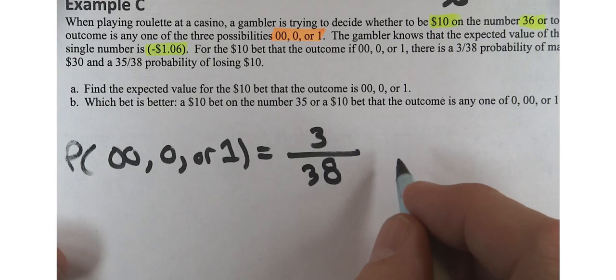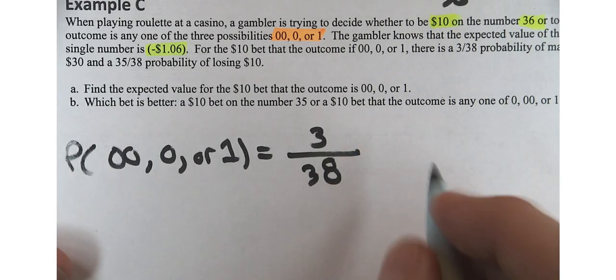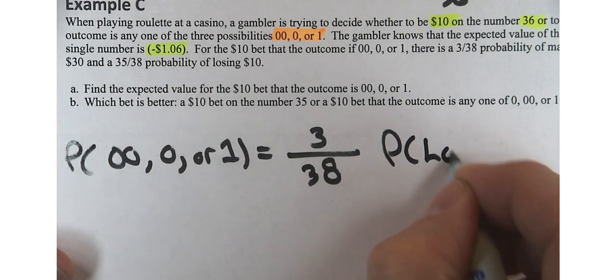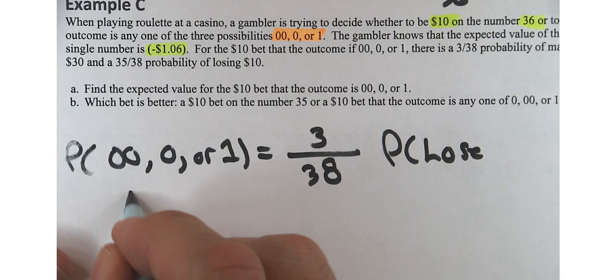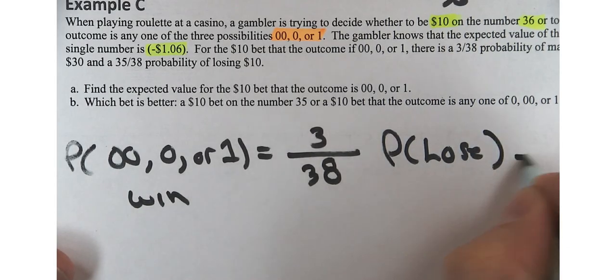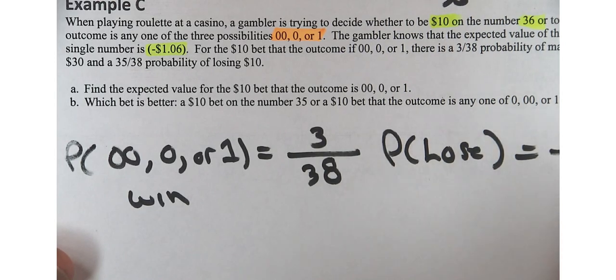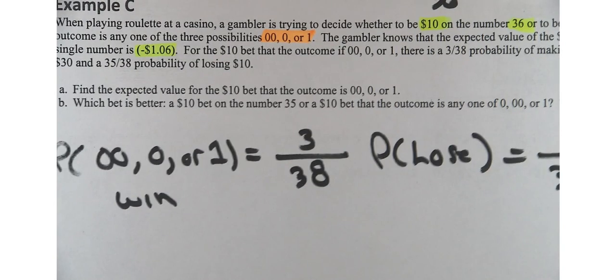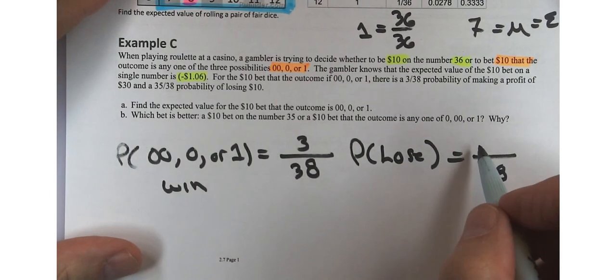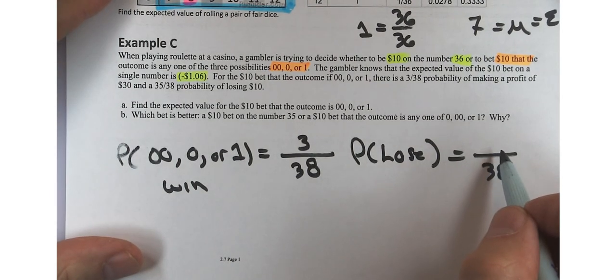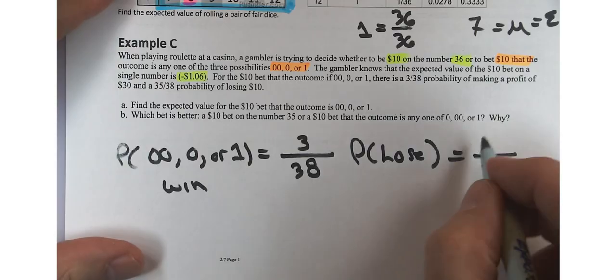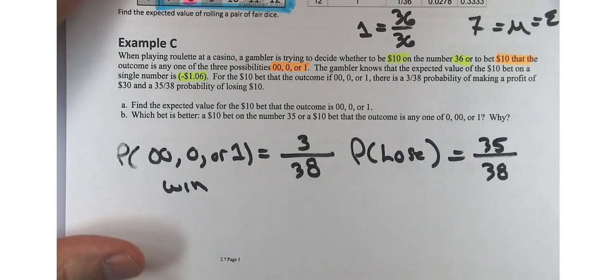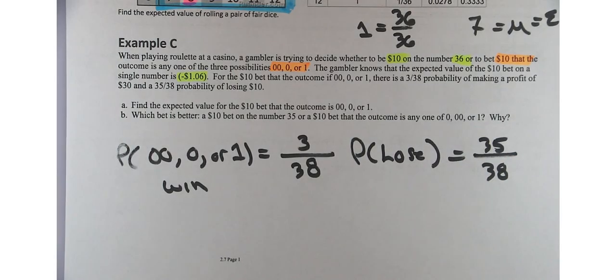What's the probability that it doesn't happen? Probability that you lose. This is the probability that you win. What's the probability that you lose? Well, there's still 38 options there. How many ways are there that you can lose? 35. So let's use these.